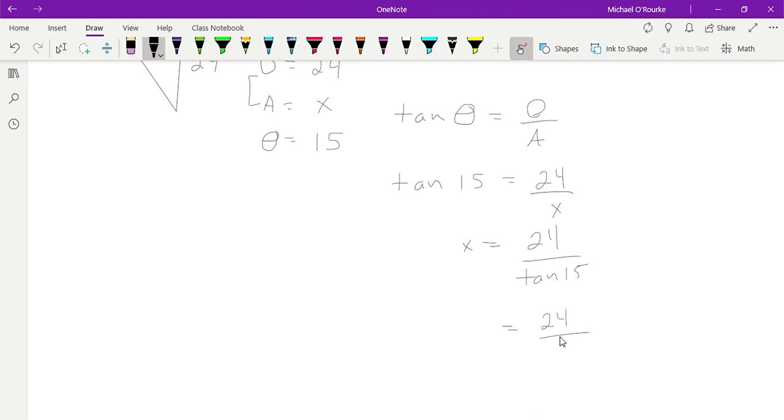What's tan 15? Can someone tell me using their chart what tan 15 was? 0.2679. Yep. And away you go. Now, if you have a calculator, you can just type in 24 divided by tan 15. Like this. 24 divided by tan 15. There you go. Is that what you guys got?